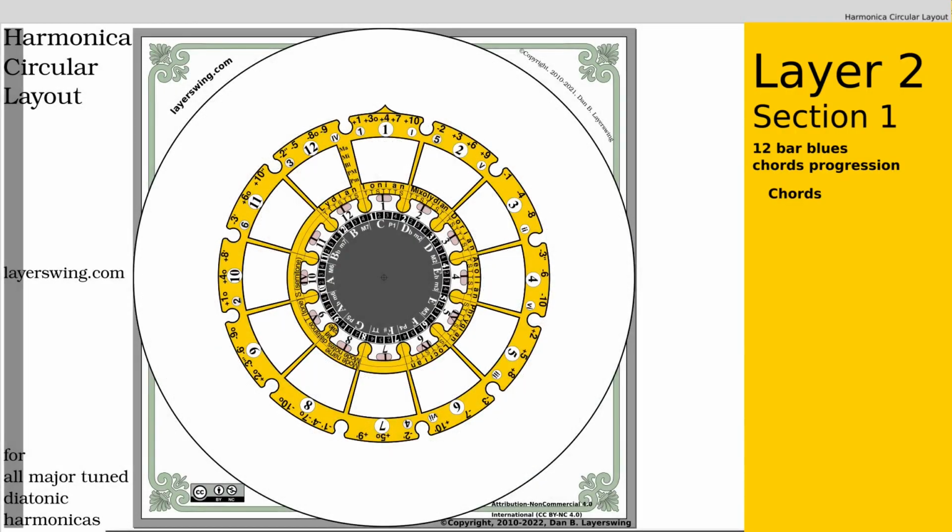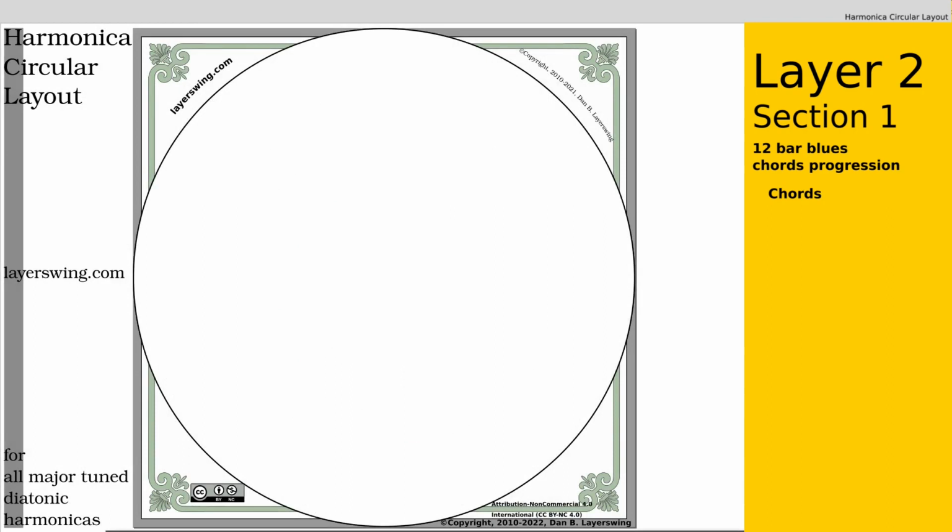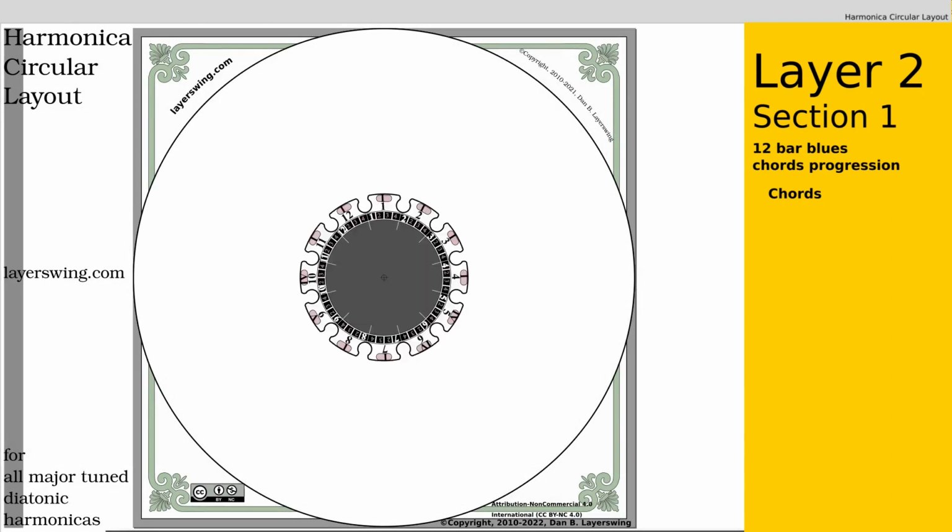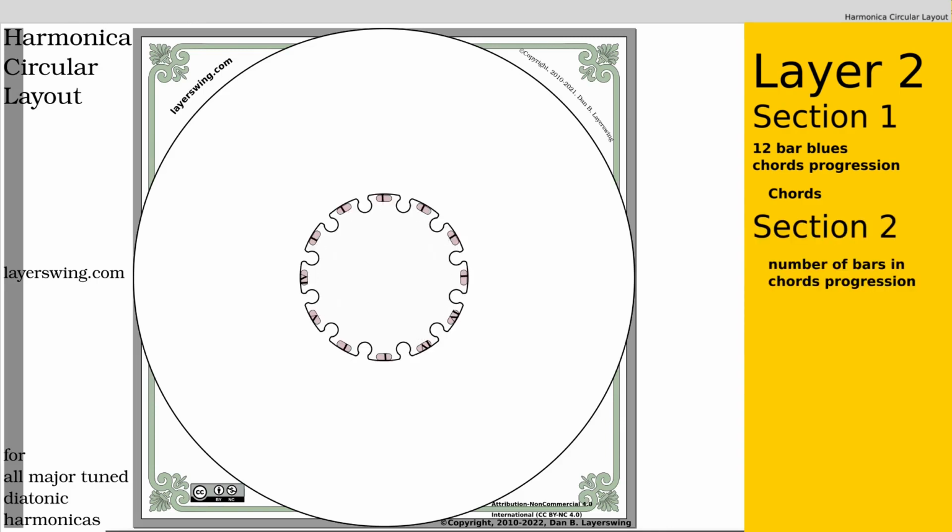Layer 2. Section 1. 12-bar blues chord progression. Chords. This section contains the number of the chord. Section 2. This section is for the number of bars in the chord progression. It shows in which bar which chord is played.